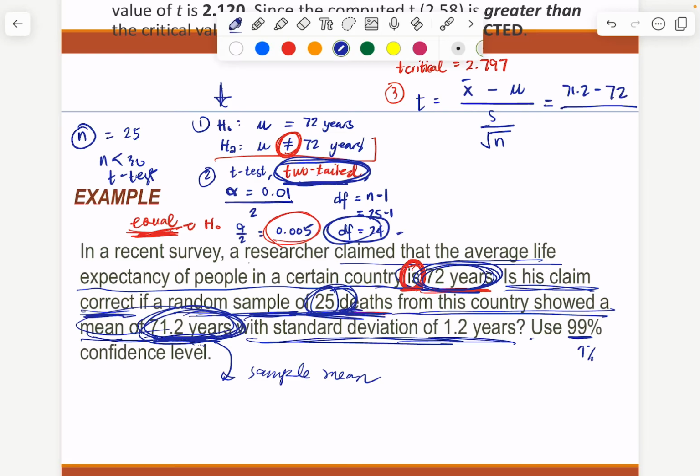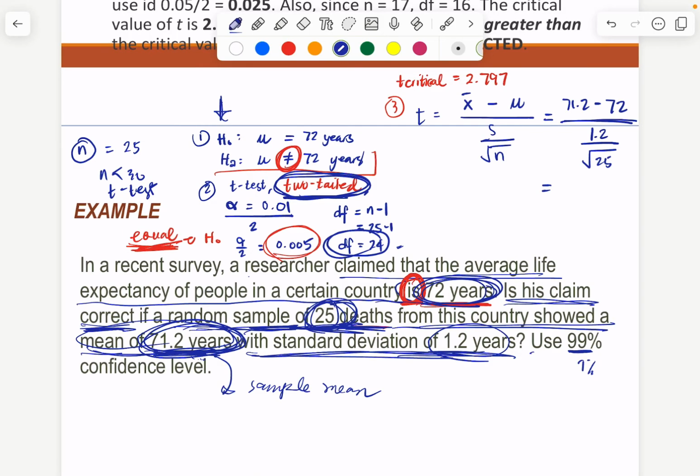All over our sample standard deviation, which is given here as 1.2 years, divided by the square root of our sample size, which is 25. After that, we calculate. So what is the answer? What's our t value? Our t value is negative 3.33333 and so on, so we will write it like that.